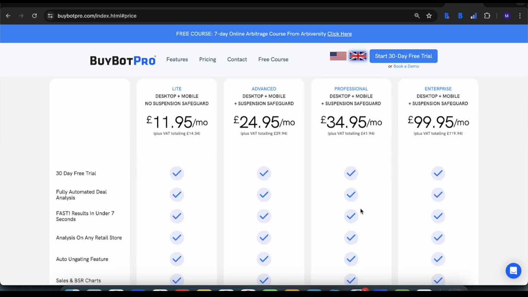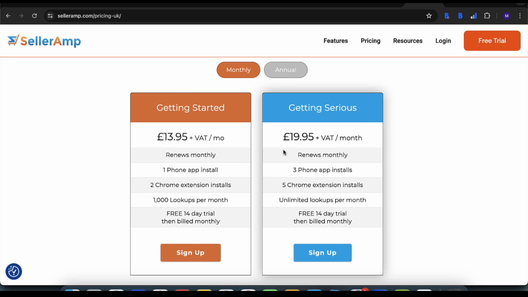BuyBotPro has a lot more to it as well. So I think for the pricing, it's really, really good. Don't get me wrong, SellerAmp have got some very straightforward options right there, and it's great if you are a beginner.